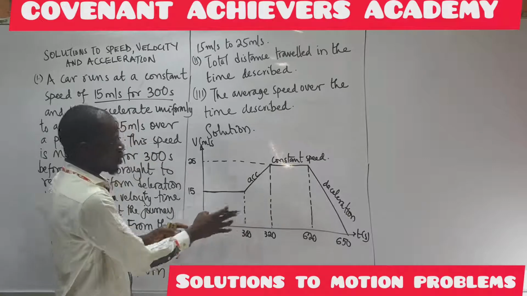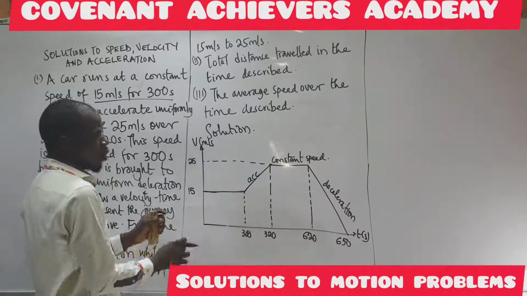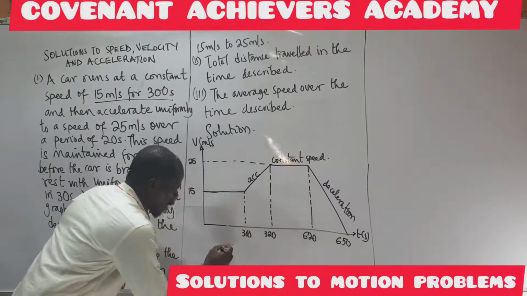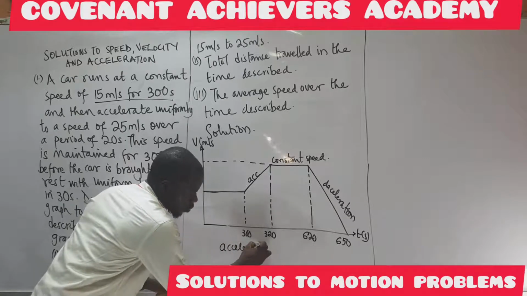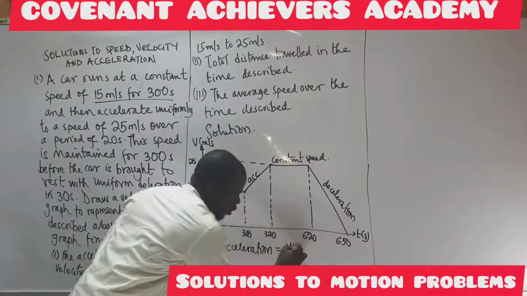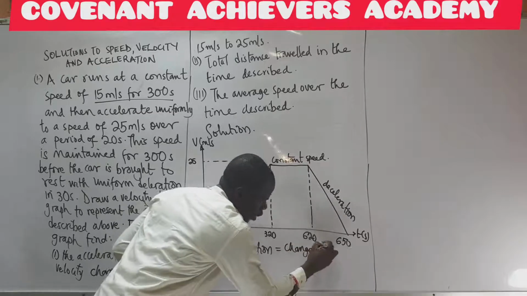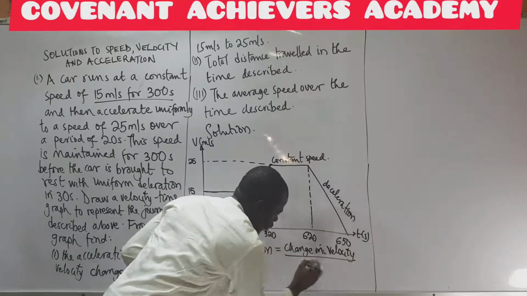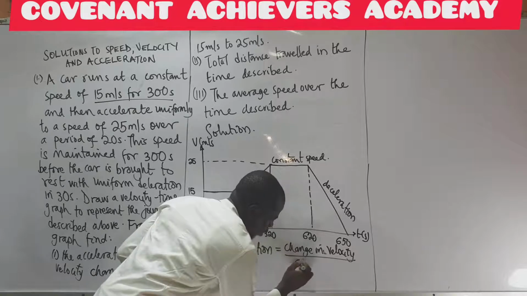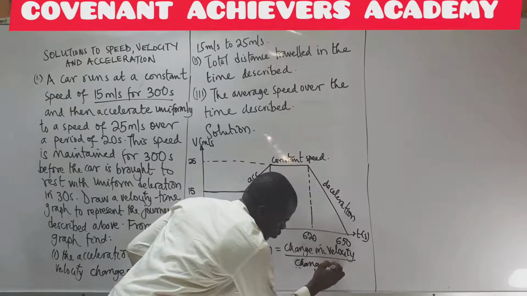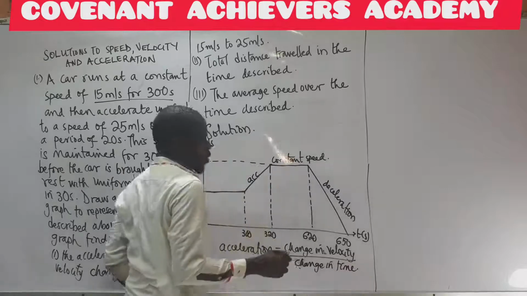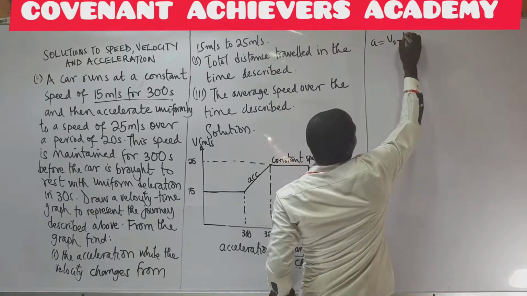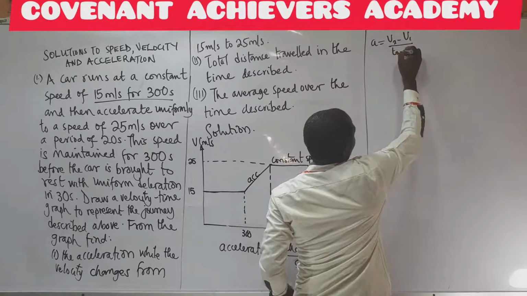So this is how you represent the motion that you are given in this question. Now, we want to calculate the acceleration between 15 meters per second and 25 meters per second. We know that acceleration is equal to change in velocity over change in time. That means acceleration is equal to V2 minus V1 over T2 minus T1.